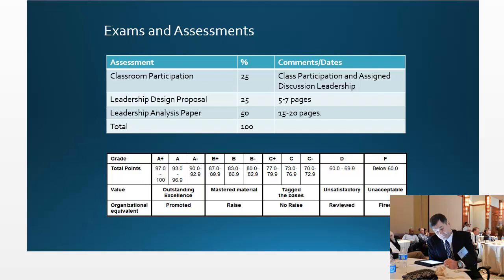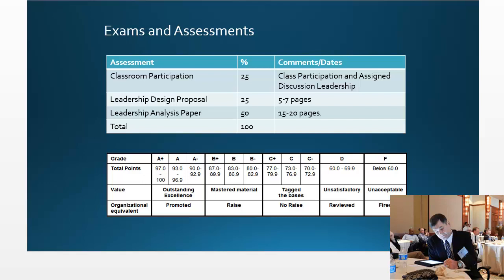I cover this in greater detail in the syllabus movie, so you probably want to go back and review that. There are a couple of different ways to influence your classroom participation grade. There's a leadership design proposal, 5 to 7 pages long, about 25% of your grade, and then a final paper, which is 15 to 20 pages long, that looks at leadership and what you've learned in this particular course. I've included the grading scale associated with Georgia State, and as you can see, the grading scale has not changed. It's the same grading scale that the university uses.